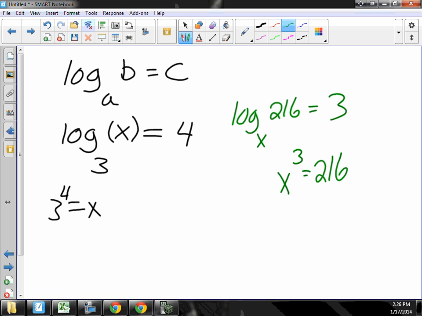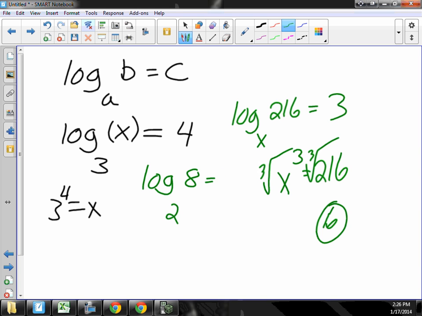And then how do you solve that? Take the 3rd root. Well, the 3rd root of 216 is 6. Okay? Well, what if c is missing? Log base 2 of 8 equals x.